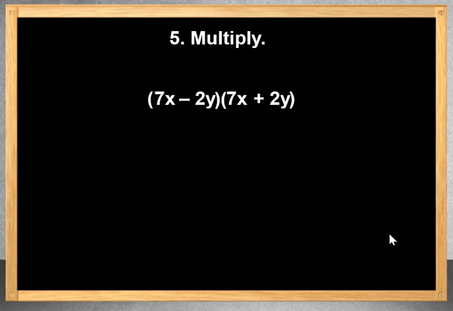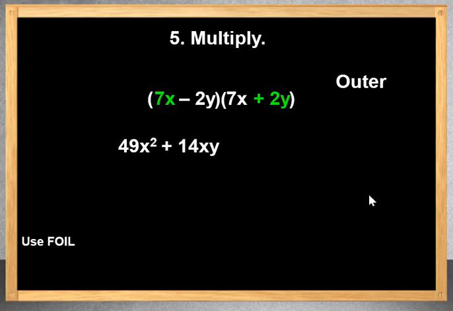Okay, let's do one more here. We're going to use FOIL first, and then we'll take a look at this again using, you might say, a formula. So let's do FOIL first. So 7x times 7x, that's 49x squared. And then we're going to do the outside two terms, that's positive 14xy. When you multiply the inner two terms, that would give you a minus 14xy. I'm going to write those in alphabetical order. And then the last two terms give me a negative 4y squared, written minus 4y squared.